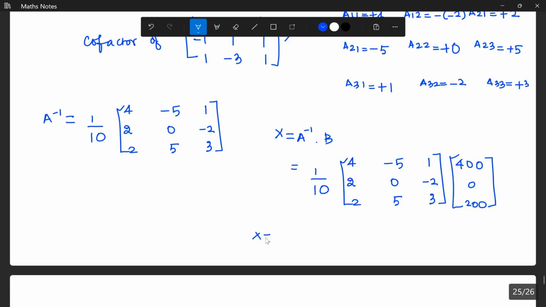So x is equal to 4 into 400 plus 200, which is 600 by 10, which is 60. So in place of x, I'm going to write this as A. The next is B is equal to 2 into 400, 800 minus 400, which is 400. 400 by 10, which is 40. And C is equal to 800 plus 600, which is 1000. So 1000 by 10, which is 100.